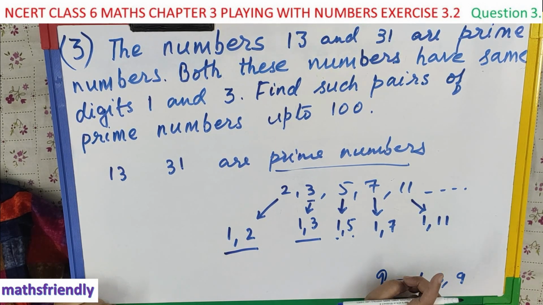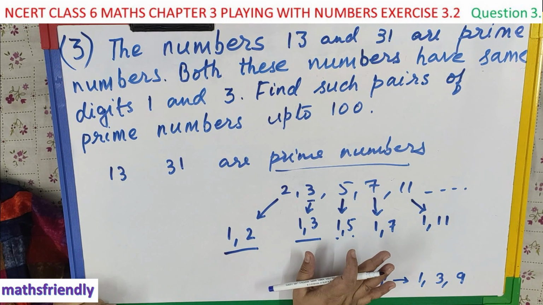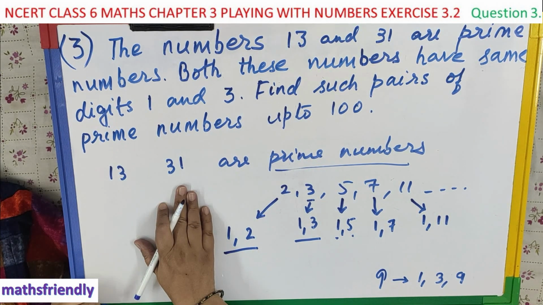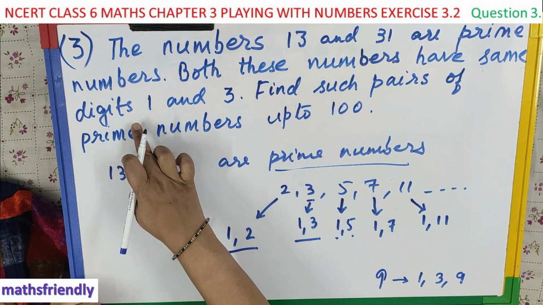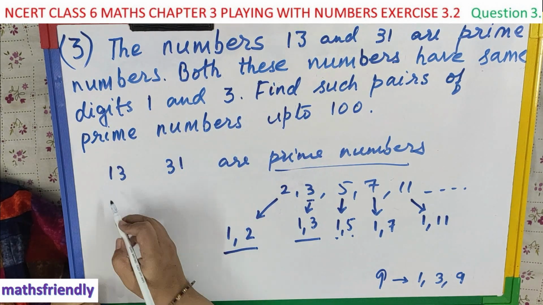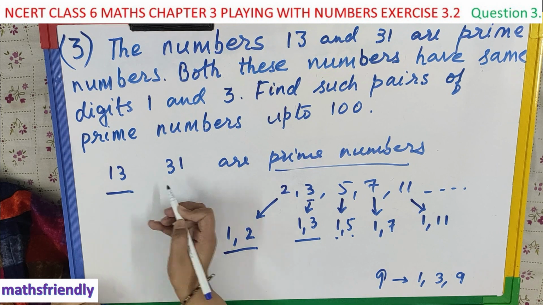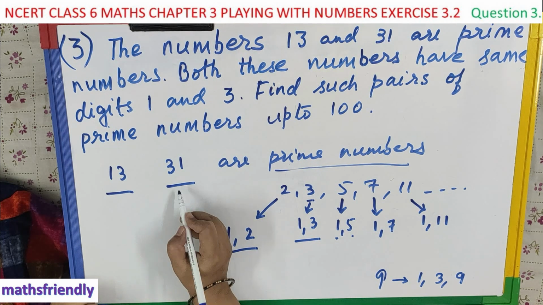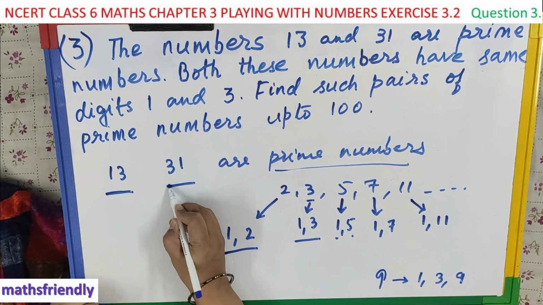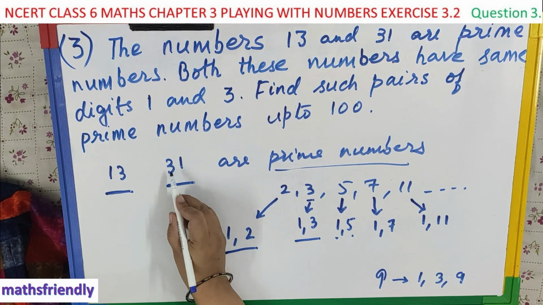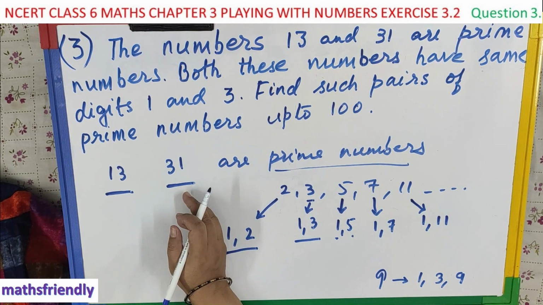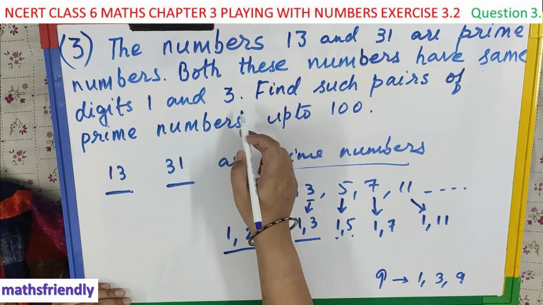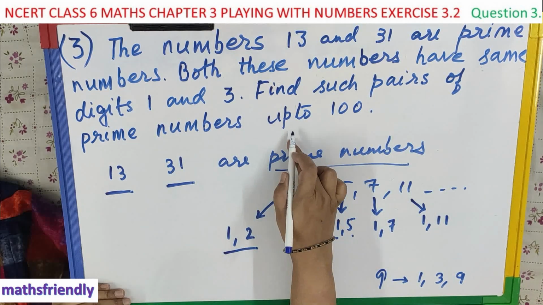So you have understood what prime numbers are. The numbers 13 and 31 are prime numbers. Both these numbers have the same digits, 1 and 3. The difference is that in this number the digits are 1 3, and in this number the digits are reversed and it is 3 1, 31. The question says both these numbers have the same digits 1 and 3, so find such pairs of prime numbers up to 100.